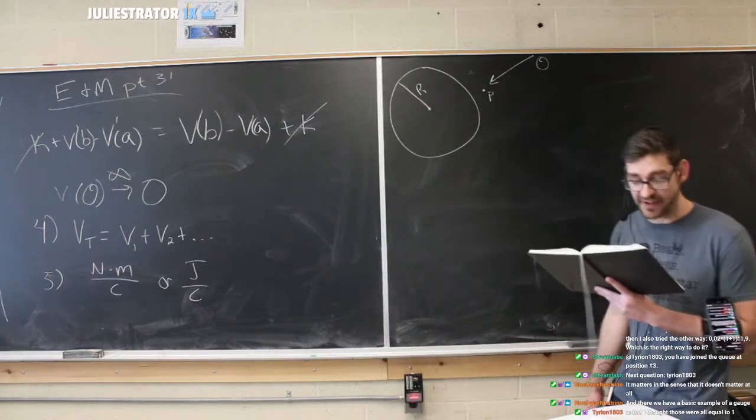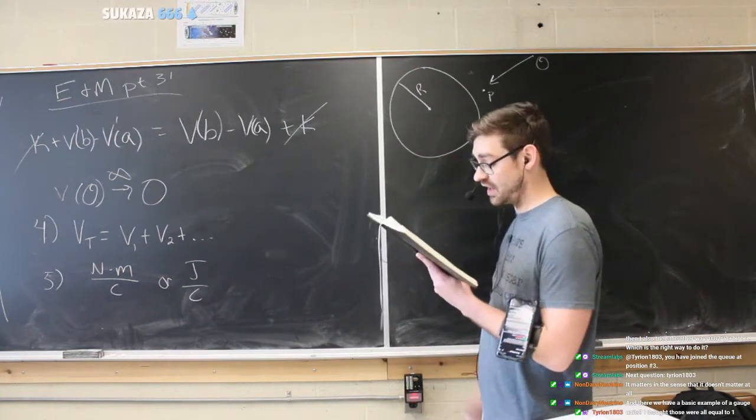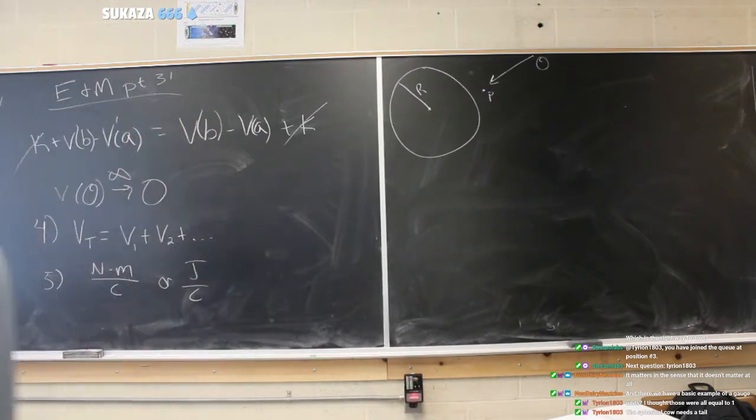So the goal is to find the potential inside and outside of a spherical shell of radius R that carries a uniform surface charge. All right.